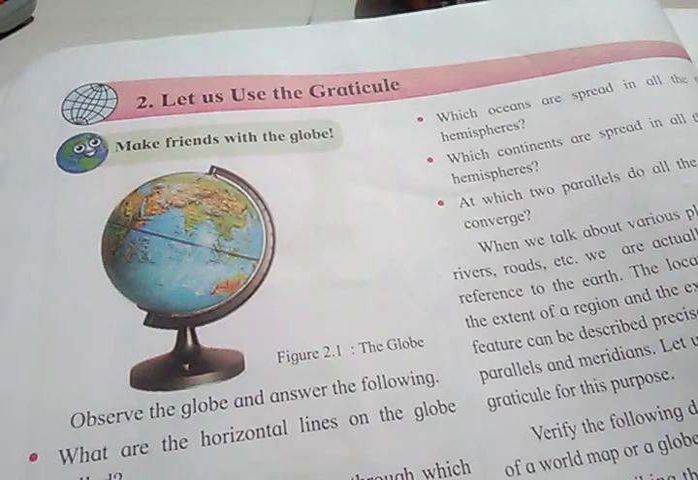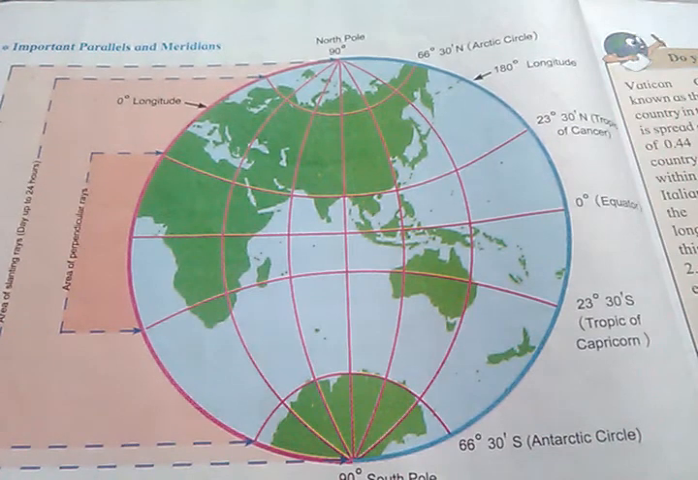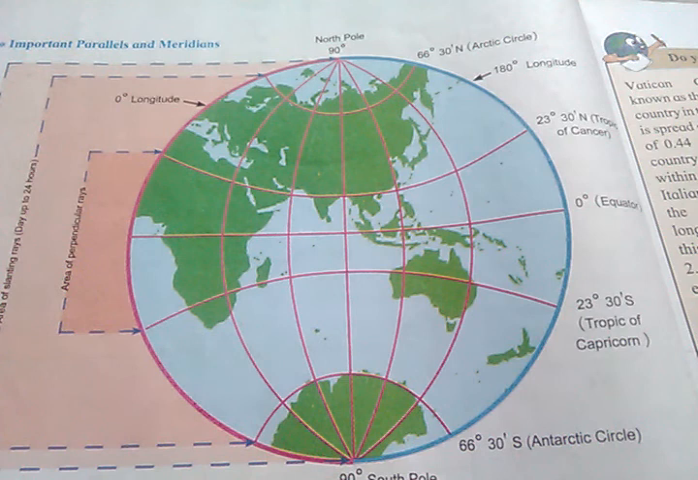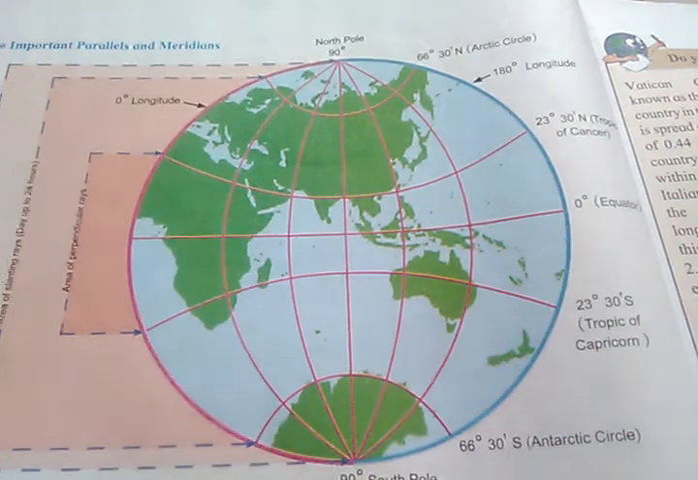This is the second lesson of geography, that is, let us use graticules. How we use graticules, we will learn in this lesson. Students, see this picture. While describing the location of a place, we need one parallel and one meridian. One parallel and one meridian is required.